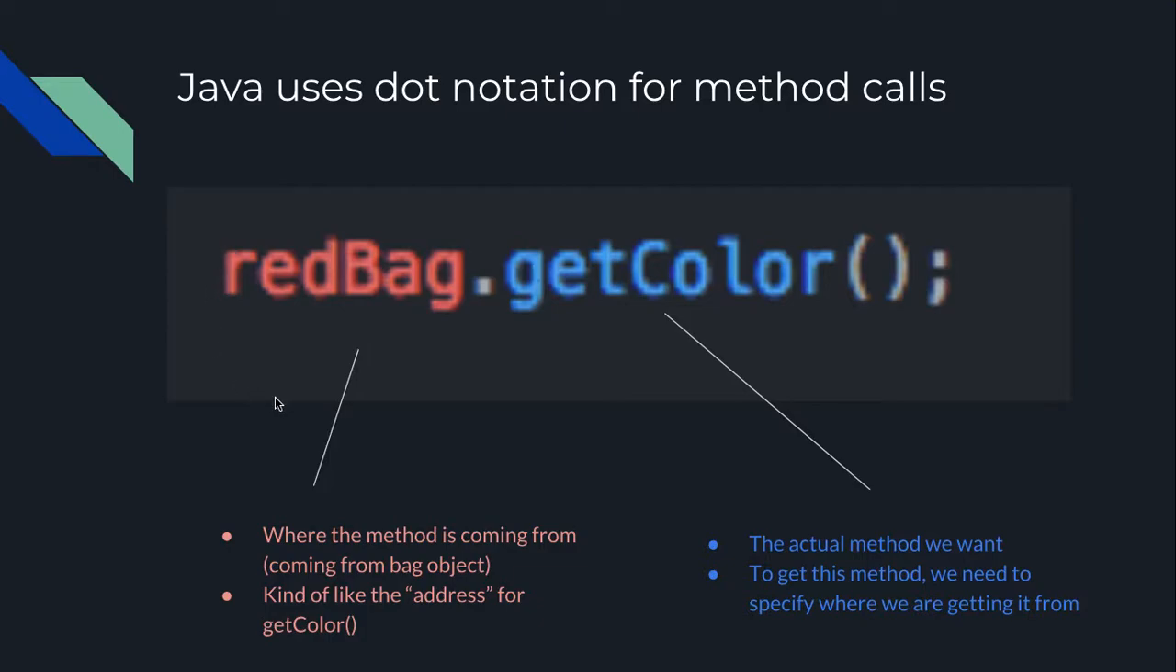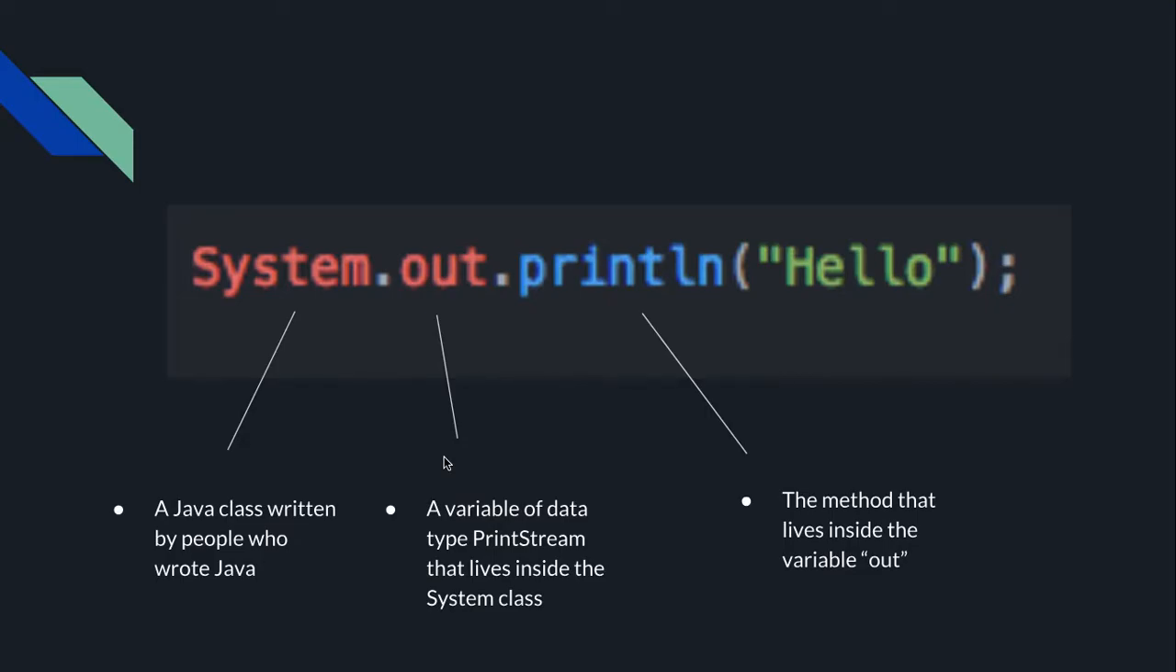So the left-hand side is saying the address. Where is this method coming from? So getColor is a method from the red bag object. And we can actually also see this with our print statement. On the right-hand side, we want the print line method. However, where are we getting this print line from? Well, we're getting this print line method from this variable called out. And out is a data type of print stream. I don't really know what print stream is, but I could kind of deduce that print stream, print line, are basically similar. So print line is a method that is coming from the out variable.